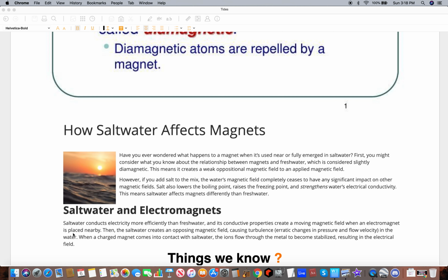Velocity in the water. When a charged magnet comes into contact with salt water, the ions flow through the metal to become stabilized, resulting in the electric field.